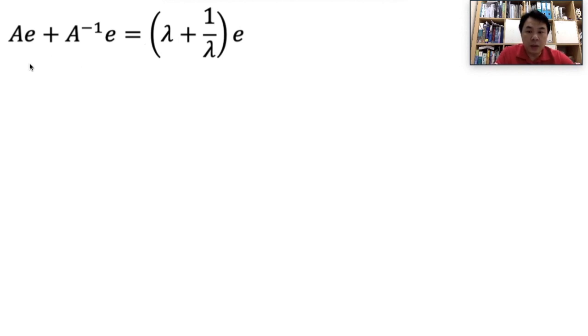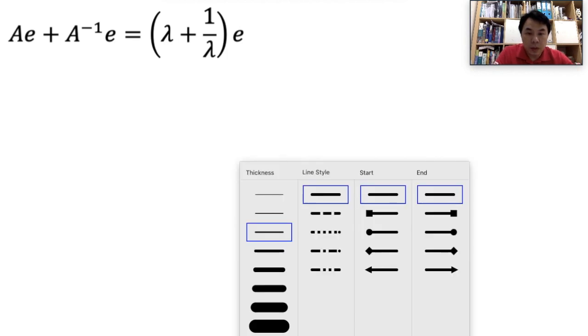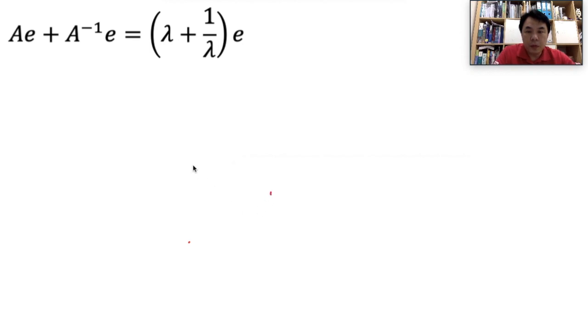A is the transformation matrix in this case. E is the eigenvector, and lambda is its eigenvalue here, right? So if you are ready, let me check that out. Okay, right.